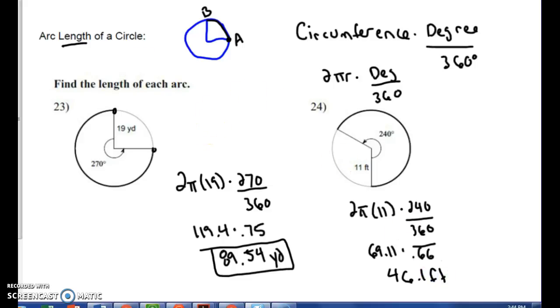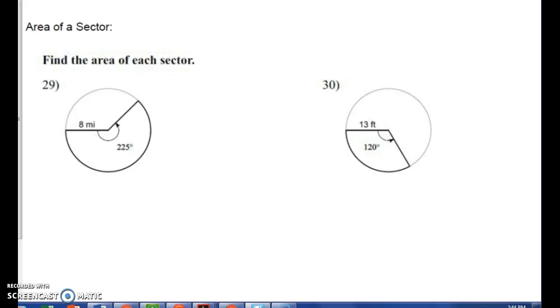I'm going to ask you to try the next few, but what I'm going to do is jump ahead and talk about one other concept with you, which is called the area of a sector. It's basically exactly the same thing as what we've been doing, but we're dealing with area. So I'm trying to figure out how big of a piece of pie I have in this portion of my circle. Okay? Like if I take 225 degrees of a whole piece of pie that's 8 miles in radius, what is the area of that pie?